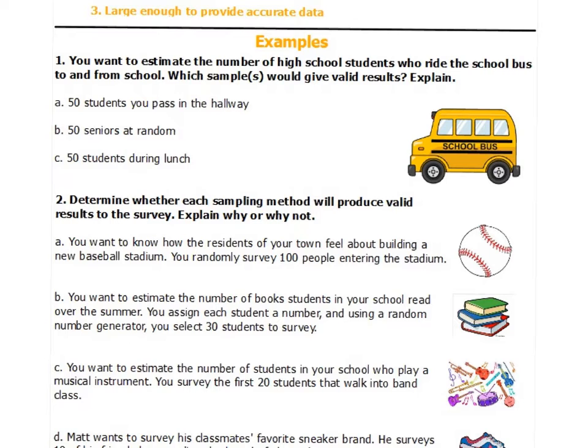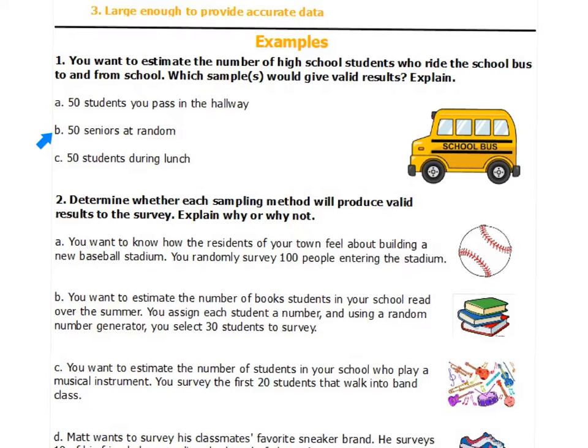So let's look at some examples. Let's say we want to estimate the number of high school students who ride the bus to and from school. These are 3 options of samples that we could pick, but let's see which one would give us the most valid results. First off, if you pick 50 students that you pass in the hallway, I would say that's a pretty good random sample.